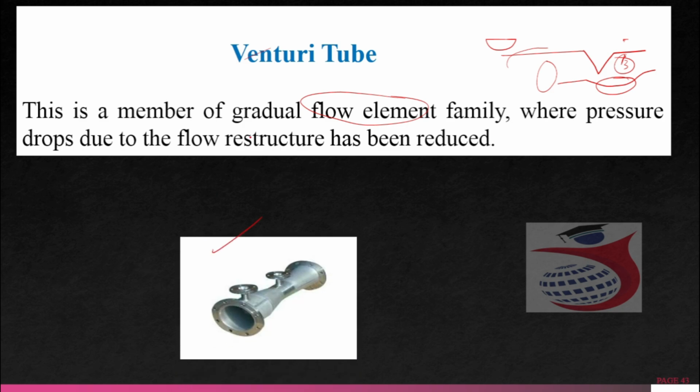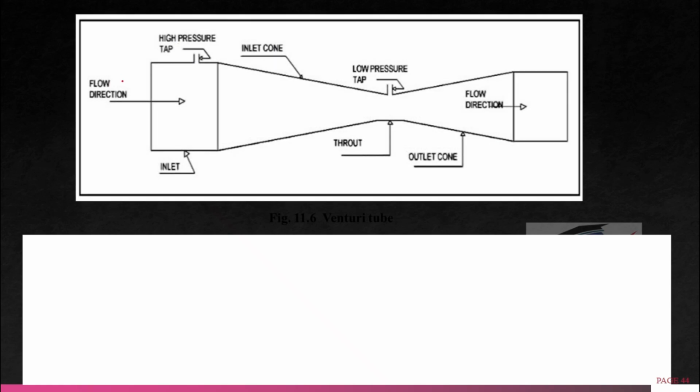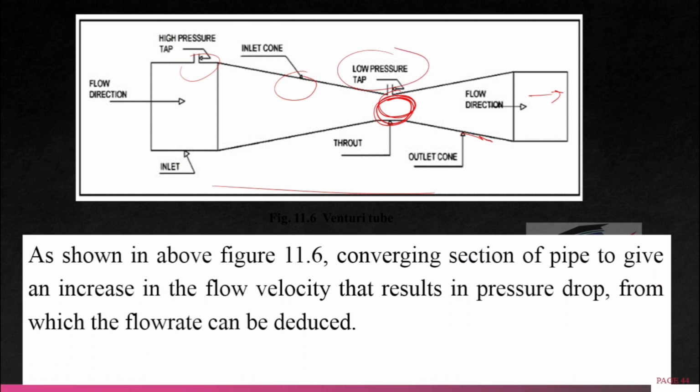This is the Venturi tube. This is the flow direction. This is the high pressure tapping. This is the inlet cone. This is the throat section, and this is the outlet cone. This is the flow direction here. So this is the Venturi tube. This is the throat, and this is the low pressure tap point where we take the low pressure tapping.